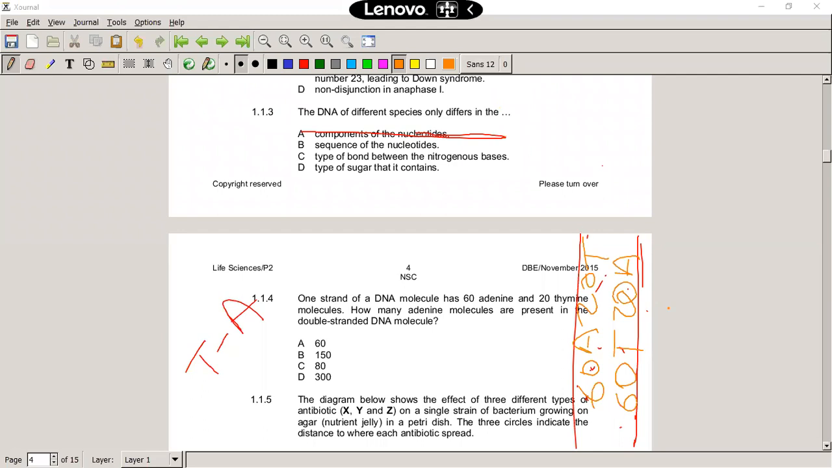Okay, people, so 60 plus 20 gives you 80 in total. They're asking how many adenine molecules are present in the double-stranded DNA. That will be 80. So the answer is C, 80. So 80 adenine molecules in total.